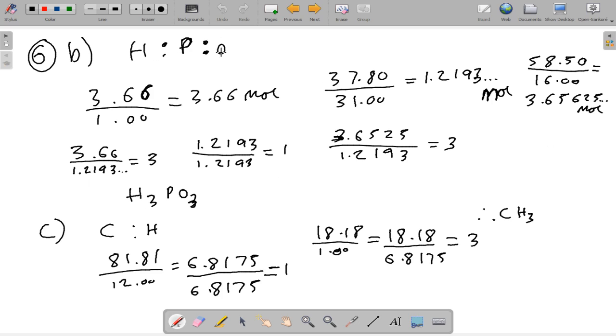Hydrogen to phosphorus to oxygen now. So 3.66 over 1 is, surprisingly, 3.66 moles. And we have 37.8 grams over 31.00, the molecular mass of phosphorus, and we get 1.2193 moles. And 58.5 over 16 gives us 3.65625 moles. So divided by the smallest, we have H3PO3.